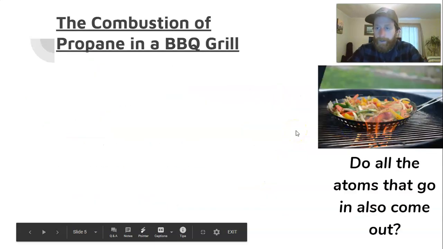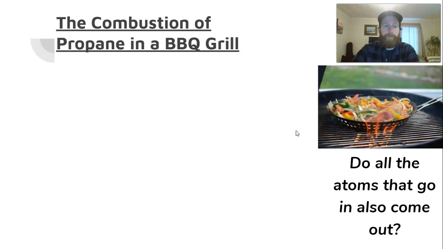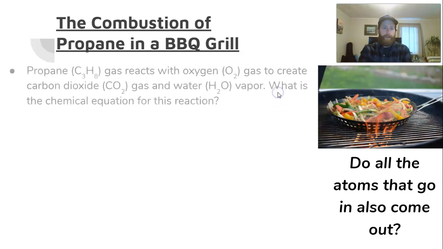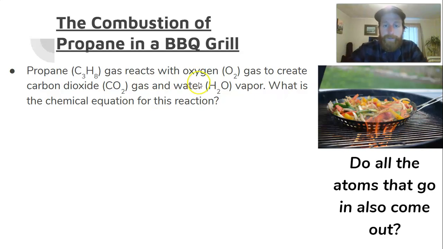So let's talk about a combustion reaction. Let's talk about the combustion of propane on a barbecue grill. Propane, C3H8 gas, reacts with oxygen, O2 gas, to create carbon dioxide, CO2 gas, and water, H2O vapor. What is the chemical equation for this reaction? Hopefully at this point you could read through that sentence and write that out into a chemical equation.